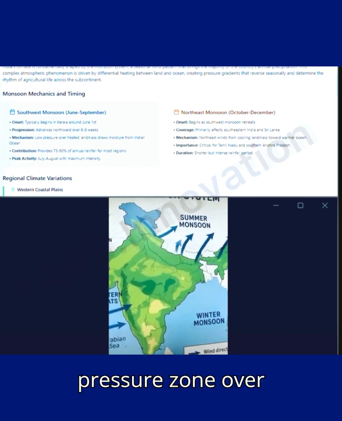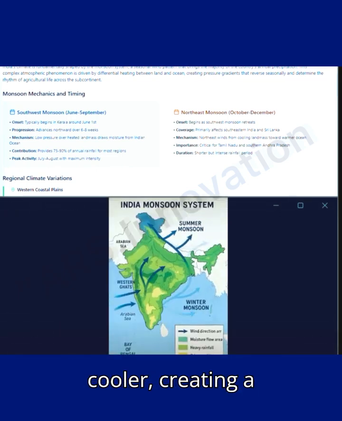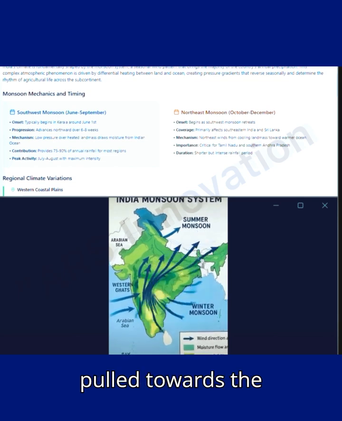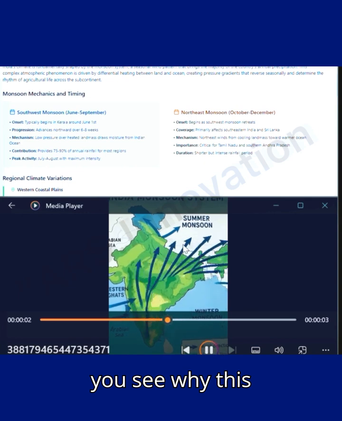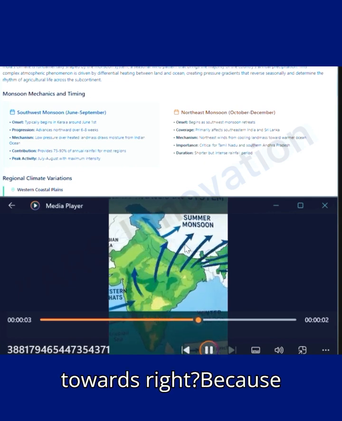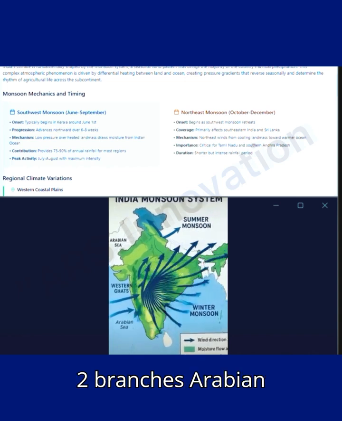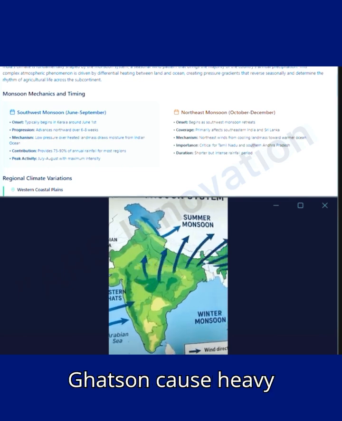During summer, the Indian subcontinent heats up rapidly, creating a low pressure zone over the land. Meanwhile, the Indian Ocean remains relatively cooler, creating a high pressure zone. Moist winds from the Indian Ocean are pulled towards the low pressure area over the land. Can you see why this arrow mark was turning towards the right? Because of the Coriolis force. So the wind splits into two branches: the Arabian Sea branch and the Bay of Bengal branch.